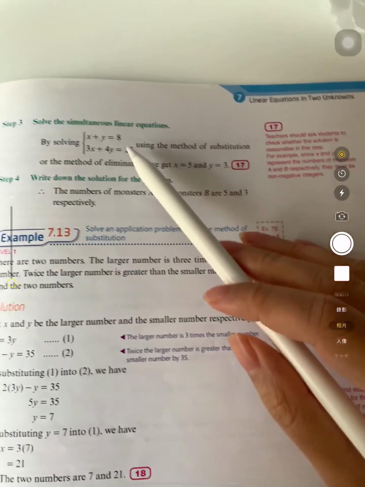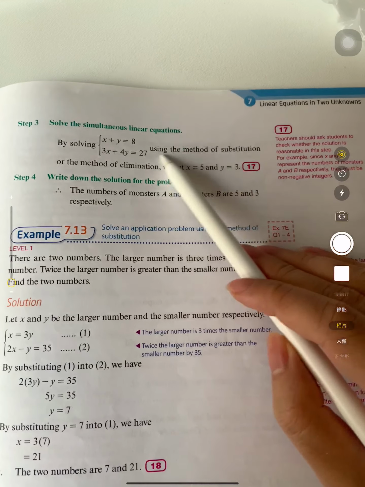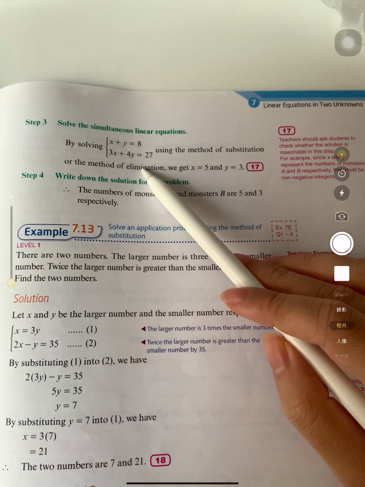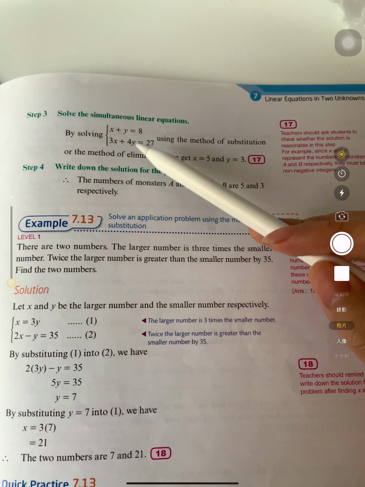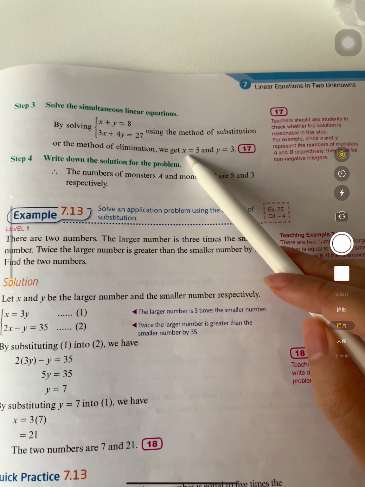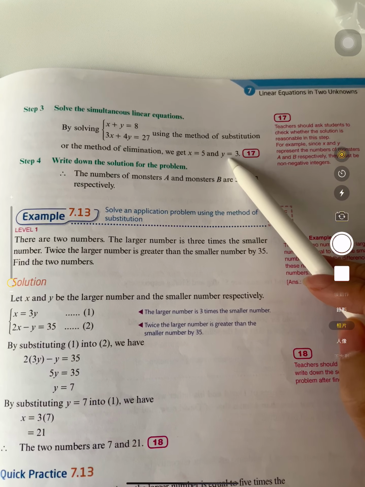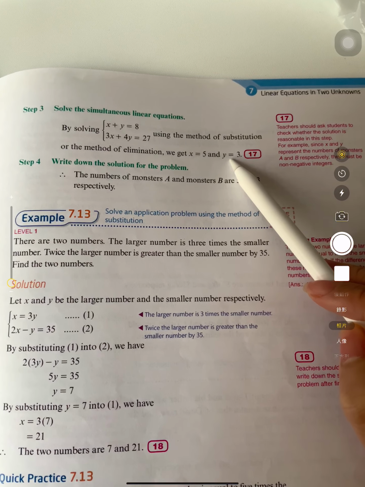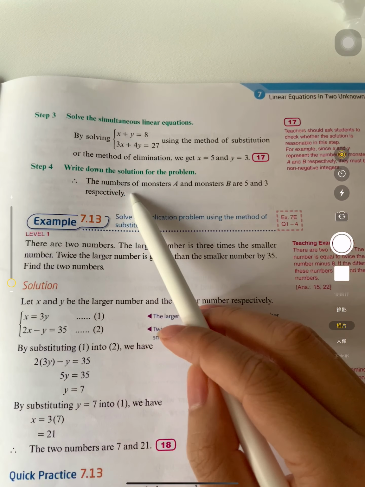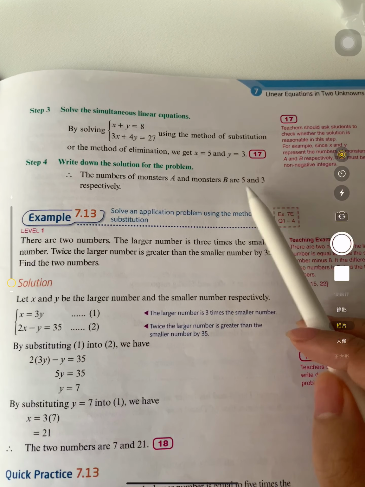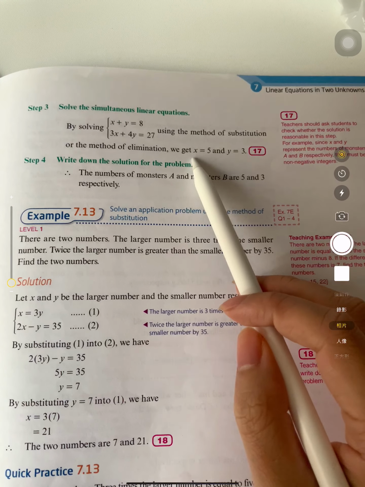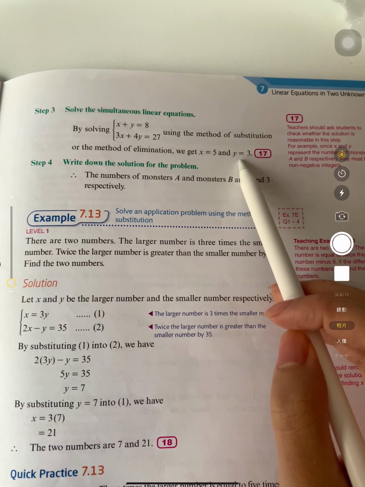And then of course we should solve the equations just like before, equation 1, equation 2, and then you use your own method. You may use substitution or you may use elimination. And then after you have solved it, you get the answer. Well, of course, for example, x is equal to 5 and y is equal to 3. But don't forget, this one is a daily life problem, so you must write down the original question's answer. That is finding the number of monster A and the number of monster B. Don't just write down x is equal to 5 and y is equal to 3 and then finish.